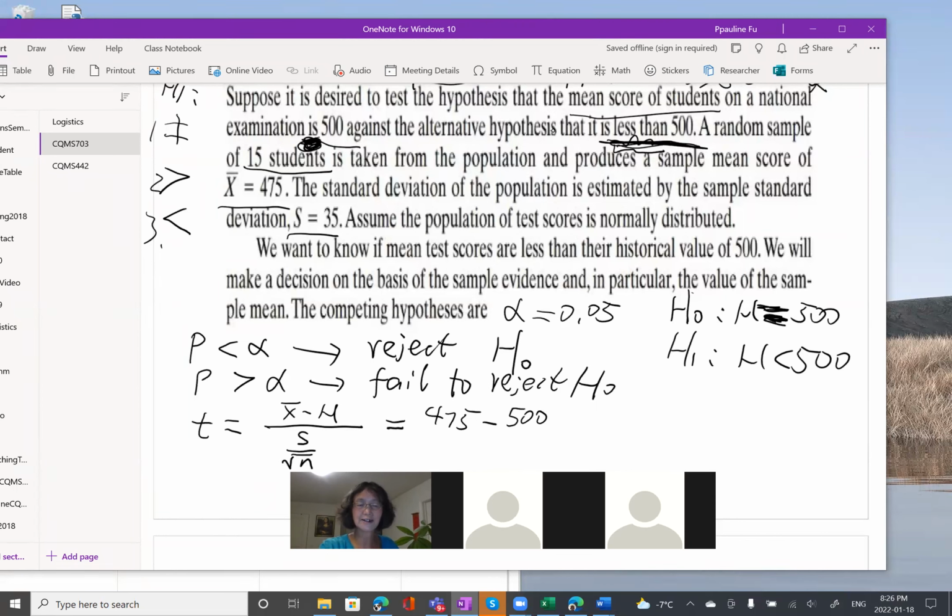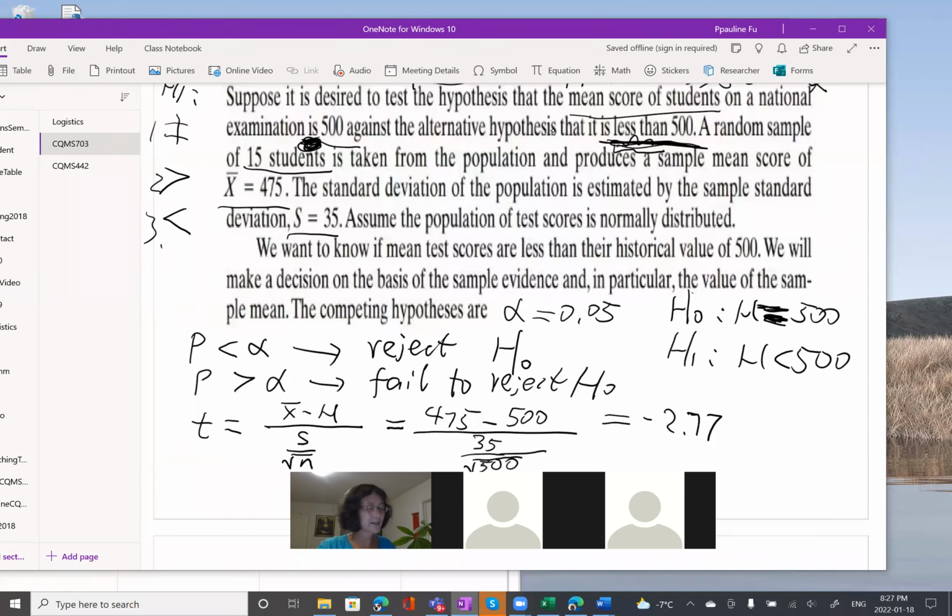We can reject it later. It is like a court situation: a person is innocent until proven otherwise. Okay. And on the bottom denominator, we have S. S is the standard deviation, 35, over the square root of the sample size, square root of 500. Okay. And this result gave us negative 2.77. So the test statistic is negative 2.77.